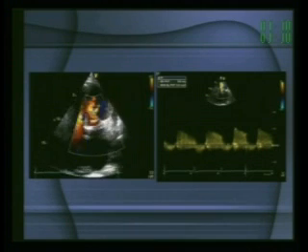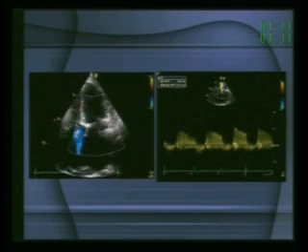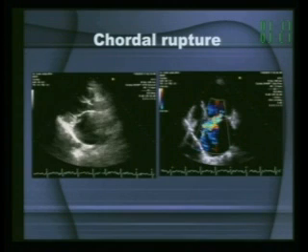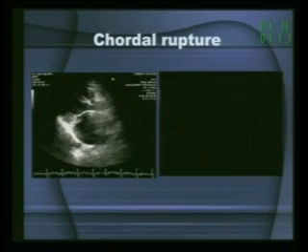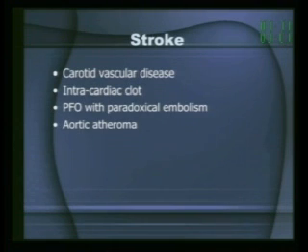Obviously clinically also we can make this diagnosis, but the kind of information that echo provides, clinical examination alone cannot match that kind of information. Then patients can come with chordal rupture resulting in severe MR. That can also lead to sudden shortness of breath.